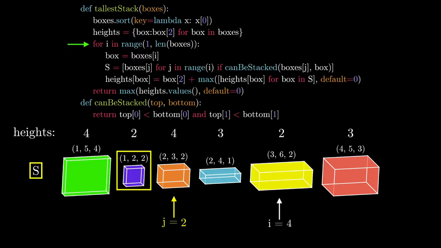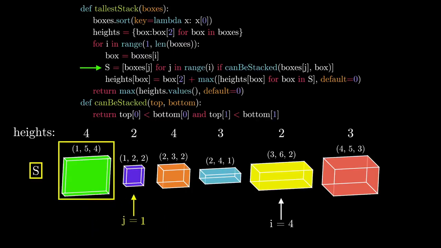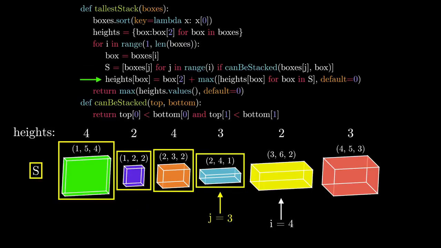Things get a little more interesting when we move to the subproblem with the yellow box forced to be the base. Now the possible boxes that can be stacked on top of the yellow box are the green box, the purple box, the orange box, and the blue box. The best height of all these subproblems is 4, so the height of the tallest possible stack with the yellow box as the base is 6.